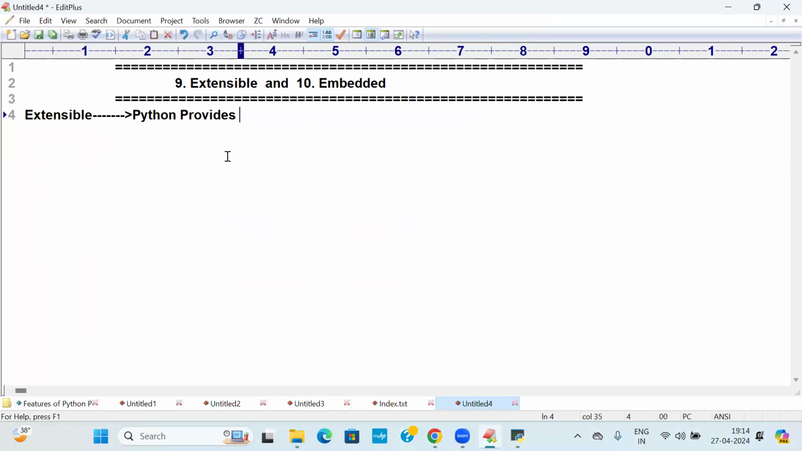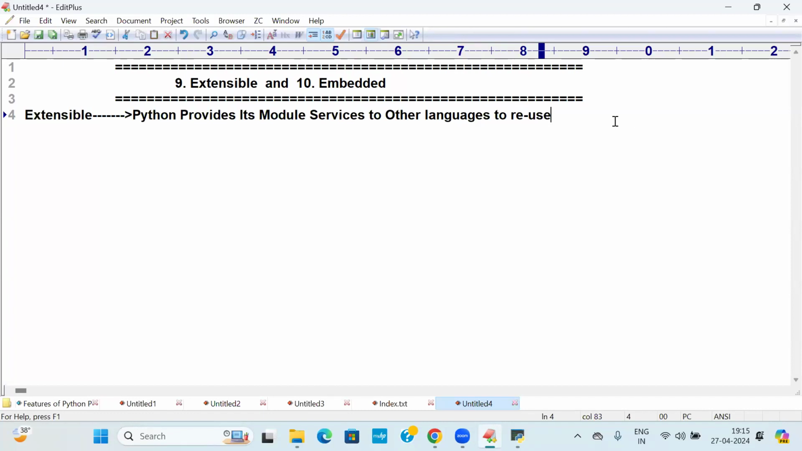Python provides its module services to what languages? Other languages. That's why Python is which language? Extensible language. Any language that provides its library services to other languages to reuse, those languages are called extensible languages. I think you are following.